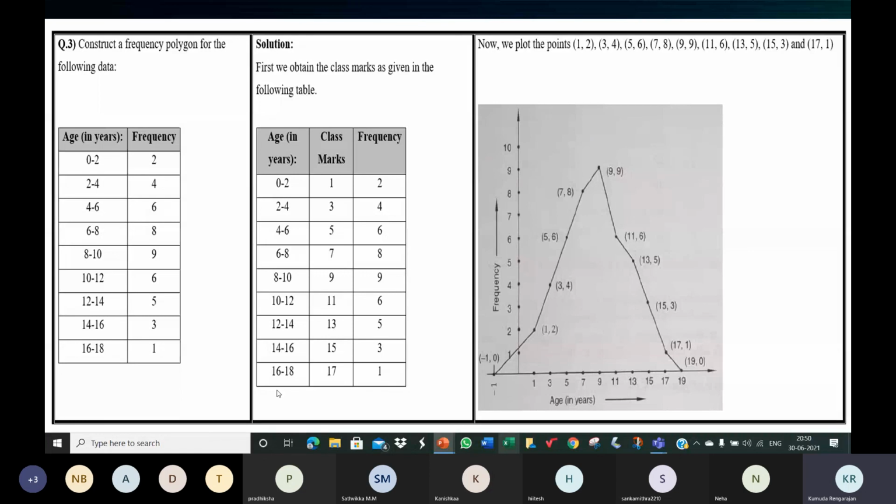And then the last one is 18 to 20. What's the class mark, children, of 18 to 20?